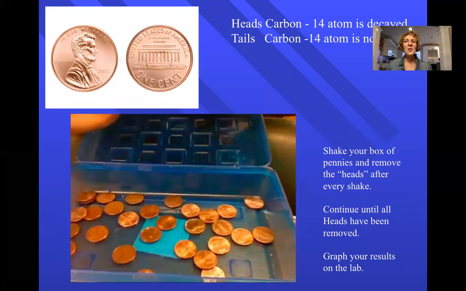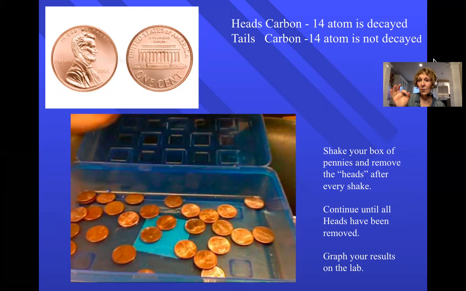So what you're going to do today in this lab is simulate the decay of carbon-14 by pretending that each atom of carbon-14 is a penny. When you have a heads up, that means the carbon-14 atom has decayed into nitrogen. If you have tails, the carbon-14 has not decayed. You're going to start with 100 pennies, shake your box of pennies, and remove all the heads. Then shake again and remove all the heads. Each time, count the number of heads removed per shake, and then graph that data.